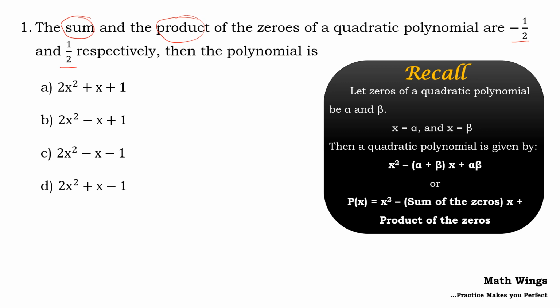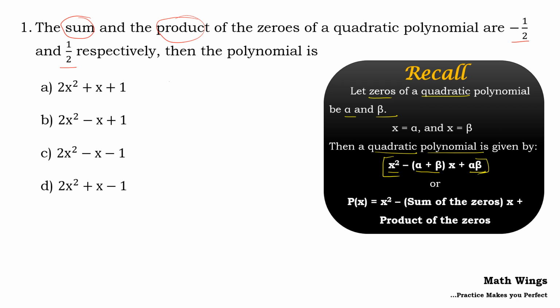When we are given the zeros of the quadratic polynomial, alpha and beta, we can write the quadratic polynomial using the formula: x squared minus (alpha plus beta), which is the sum of zeros, into x, plus alpha beta, that is the product of zeros. So let us list out what is given to us, and based on that, let us write the quadratic polynomial.